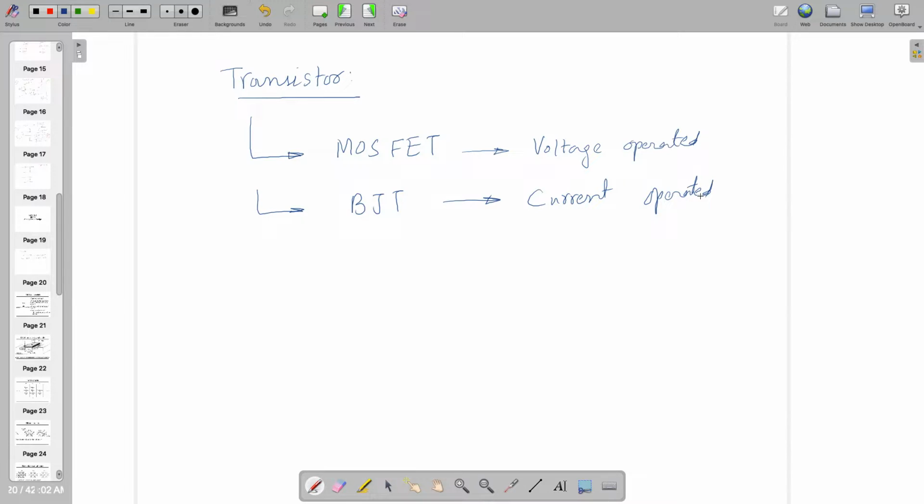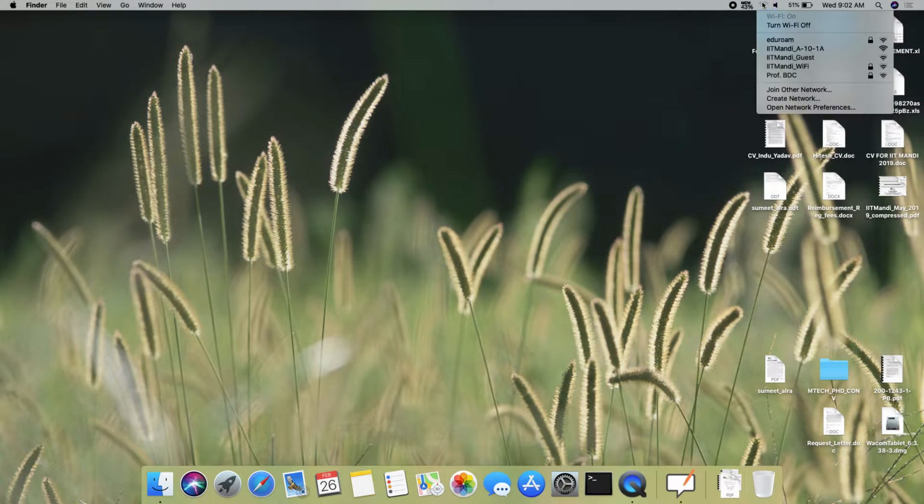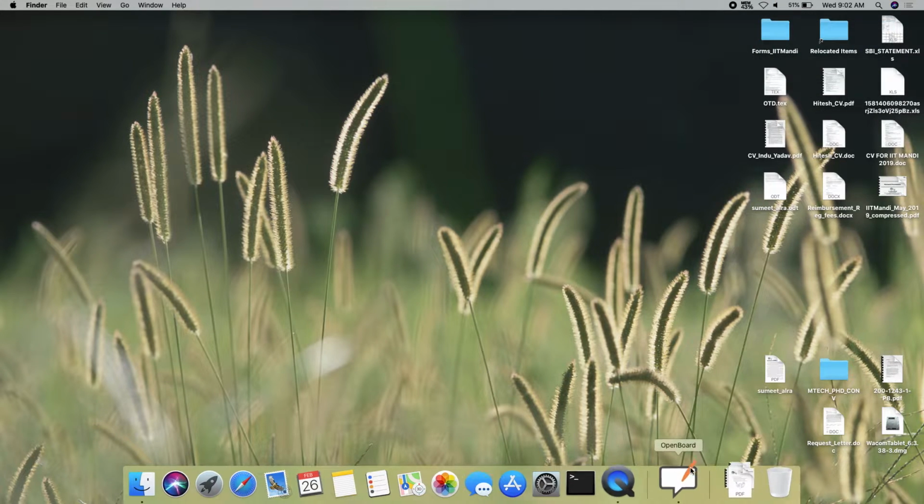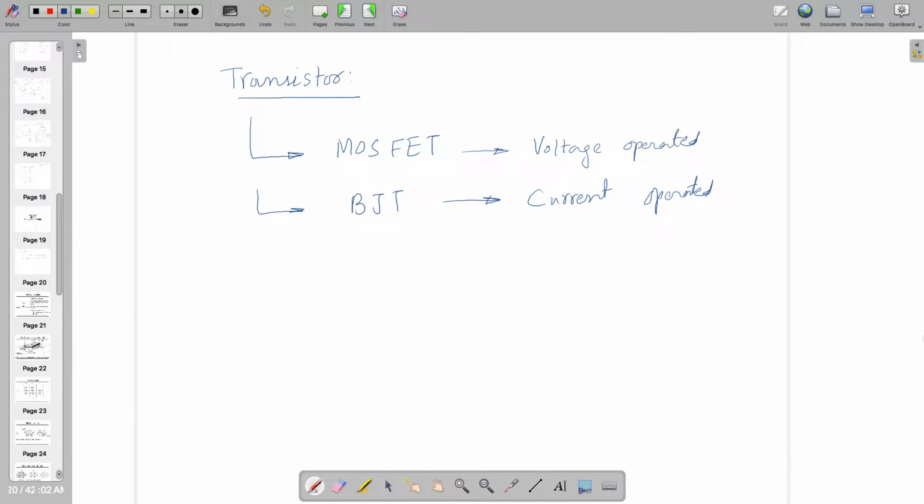So this is current operated and this is voltage operated. You must have studied basics of MOSFET and BJT in IC 161, where for the case of BJT, you know the current equations, right? What is IB, by the way?